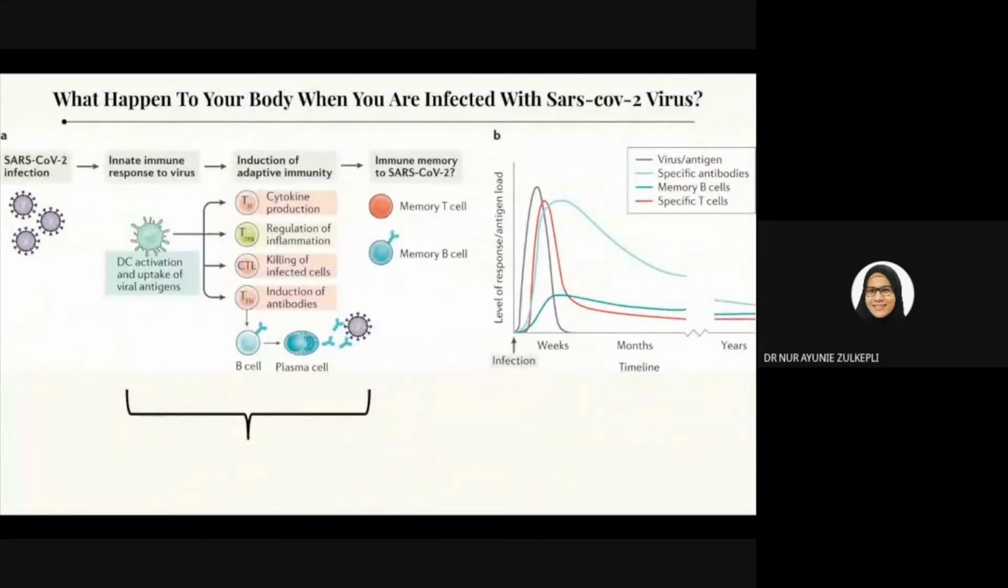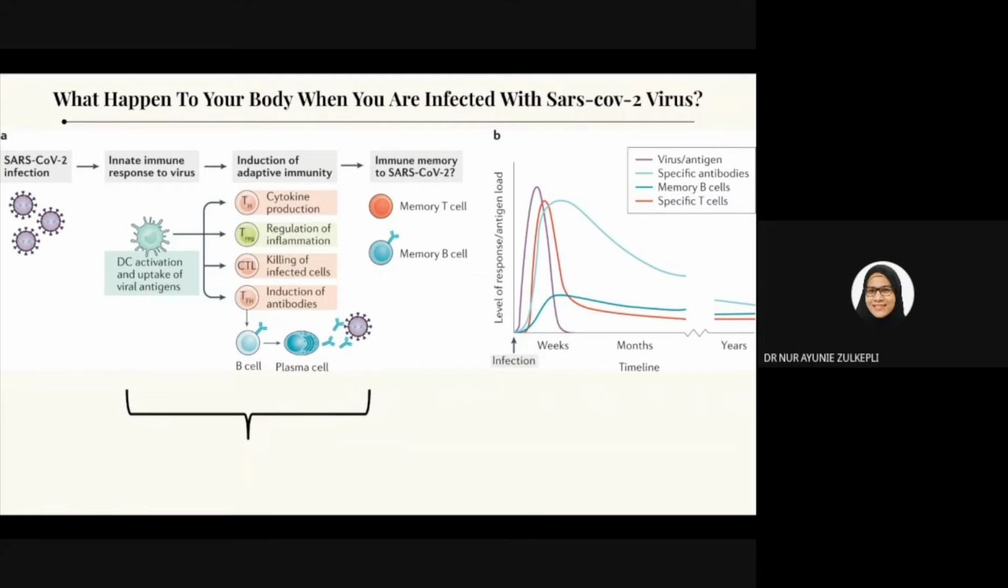Okay, I also want to give an example of what really happens in our immune system in this kind of COVID pandemic. So this is the SARS-CoV-2 virus. Once infection occurs, it will activate our innate immune response to the virus, and then also induce adaptive immunity, how our body adapts to the changes when there is SARS-CoV-2 infection in our body. There are molecules that are secreted and regulated, for example the cytokines and also the antibodies.